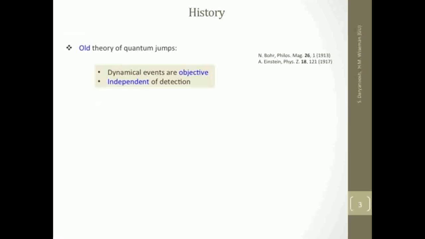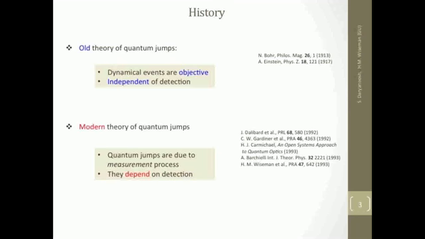The first quantitative dynamical model of quantum systems was given by Einstein, in which the system jumps between stationary states of Bohr. In this old theory of quantum jumps, dynamical events are independent of detection. However, in contrast, according to the modern theory of quantum jumps, measurements play an essential role, and as a result, dynamical quantum events are detector dependent.